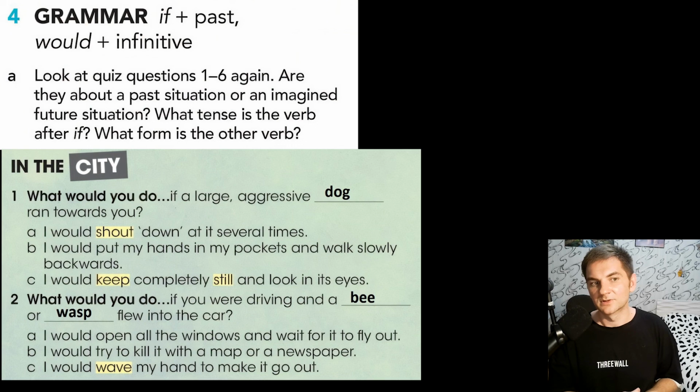Part number 4. Grammar. If plus past, would plus infinitive. Look at quiz questions 1 to 6 again. Are they about a past situation or an imagined future situation? What tense is the verb after if? What form is the other verb?